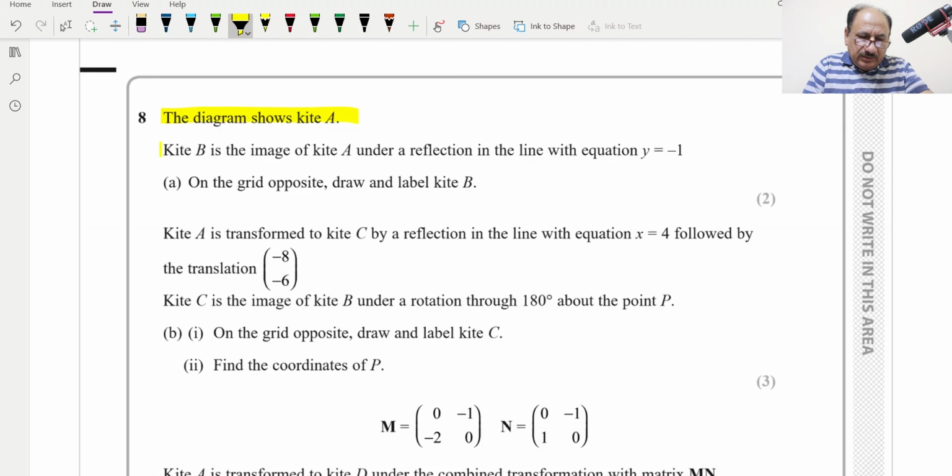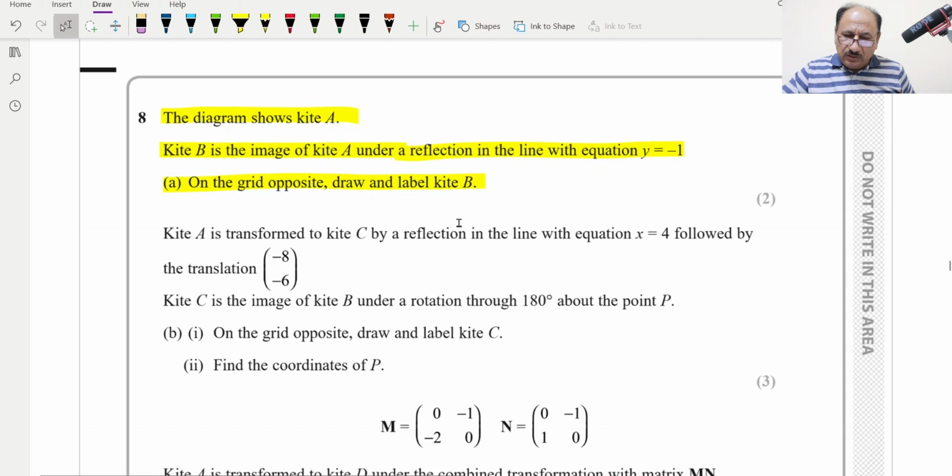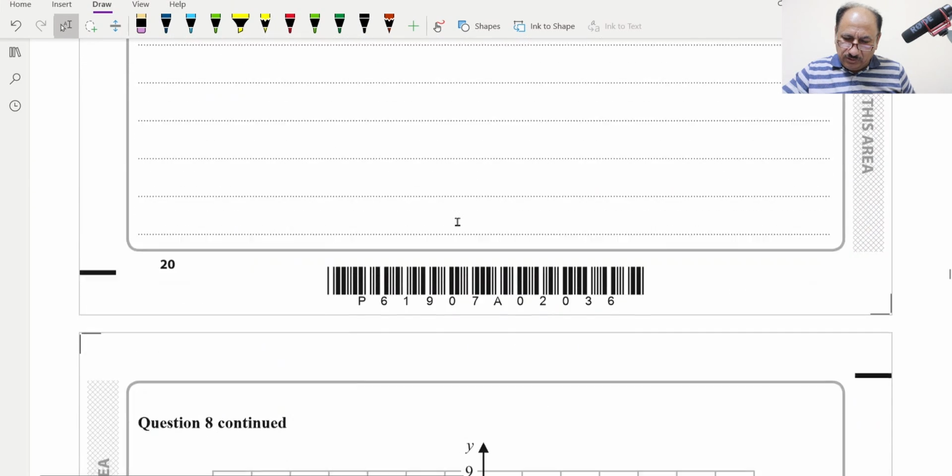Kite B is the image of kite A under reflection in the line with equation y is equal to -1 on the grid opposite. Draw and label the kite B. So we have to draw and label the kite B, which is after reflection in the line y is equal to -1.